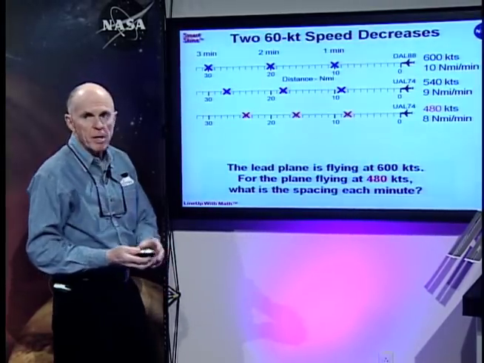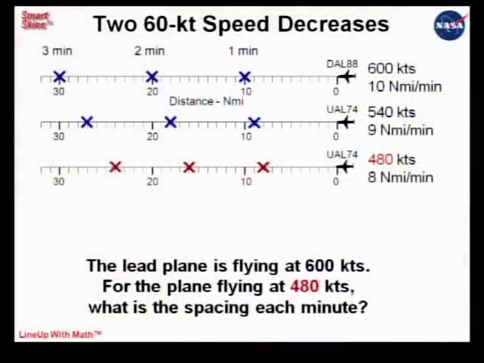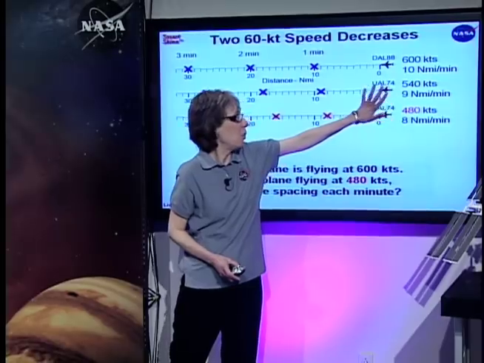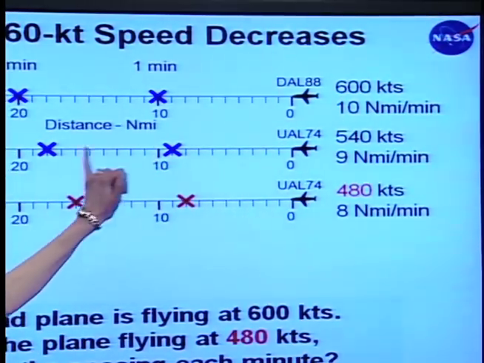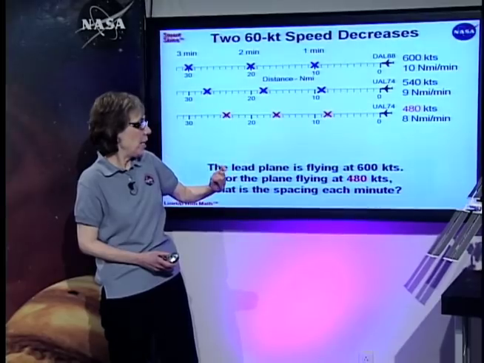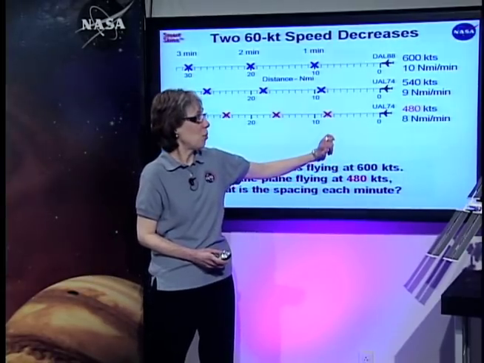Okay, Miriam's going to come back and now tell you about larger speed changes. So you've just seen what happens when you make a 60-knot speed reduction. And we saw that happen in problem 3-8. We slowed a plane from 600 knots to 540 knots, and we watched it fall behind 1 additional nautical mile each minute. Now what happens if we make another 60-knot speed reduction?